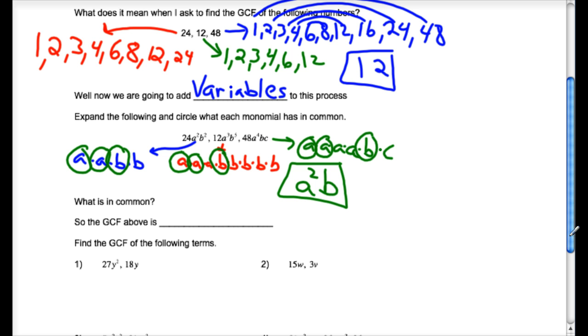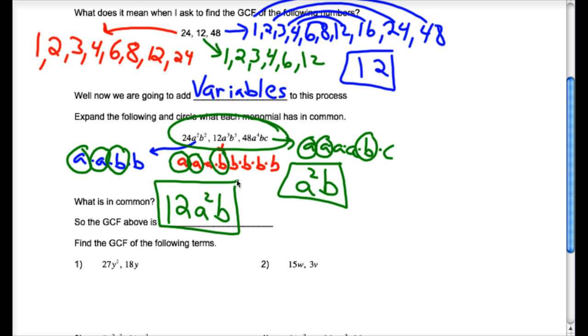So, what's the greatest common factor of the whole thing now? 12 A squared B. And you're going to have to practice with the variables, guys, until you get it. And eventually you will get it, believe it or not. So, 12A squared B.